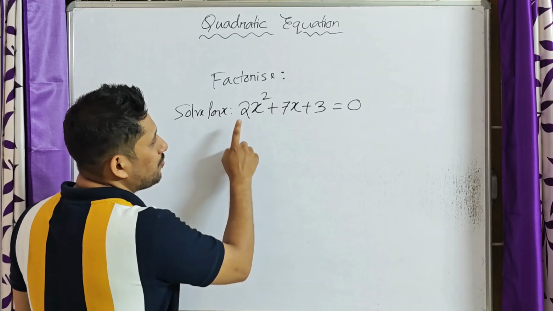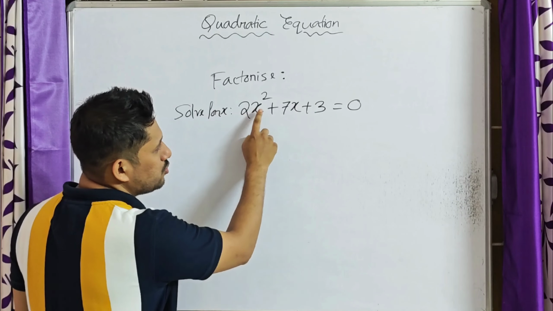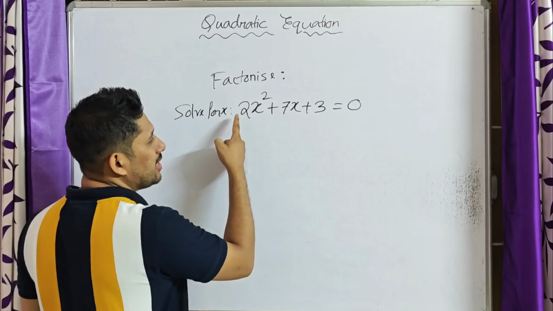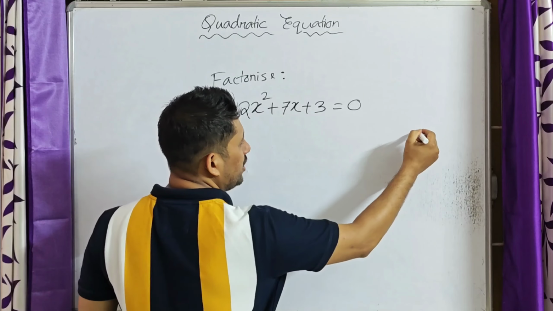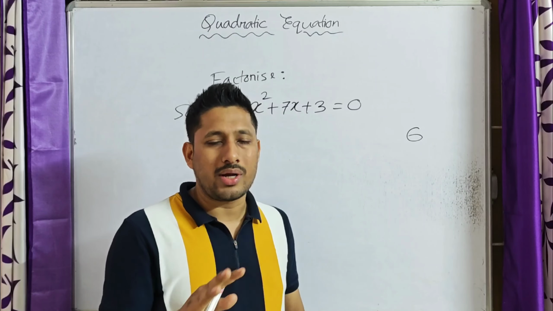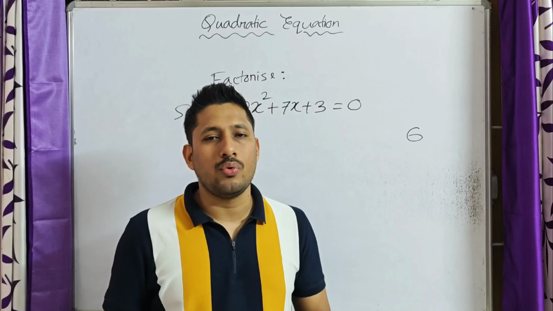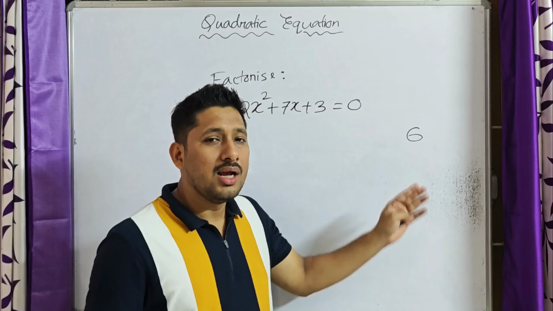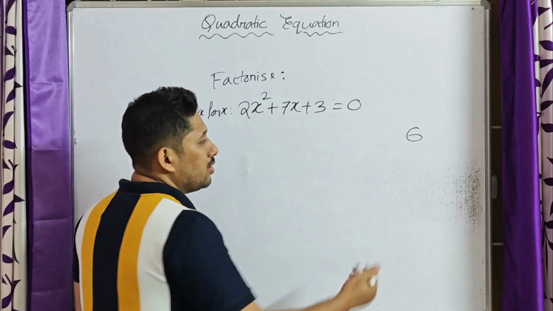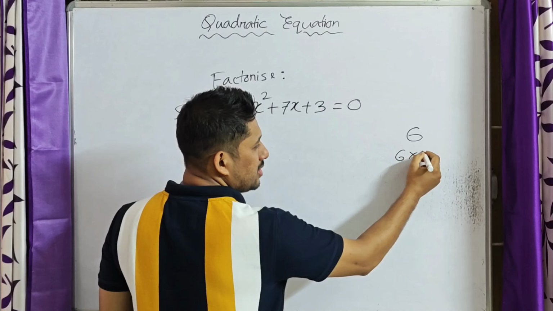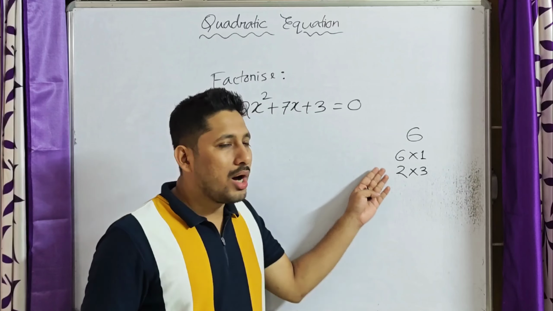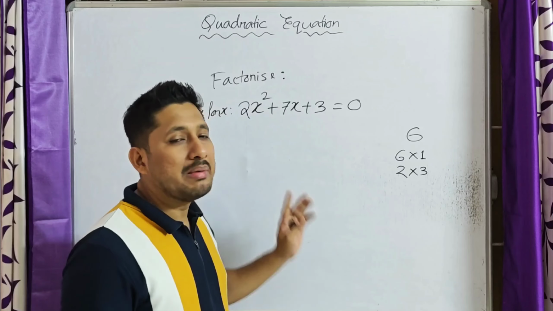Now, in that case, you have to multiply the coefficient of the square term with the last constant term, which is 3. In this case, 2 and 3, when you multiply, you get 6. Now, you have to find two numbers or a combination such that when you multiply, you get this answer, and when you add or subtract, you get the middle number. So 6 can be factorized as 6 into 1, or you can also say 2 into 3, right? So any one of the combinations must give this middle number.